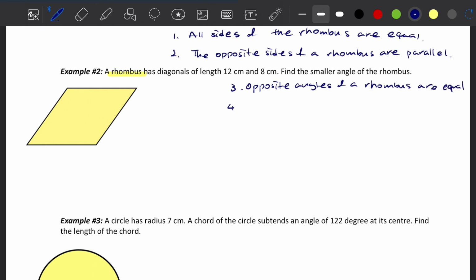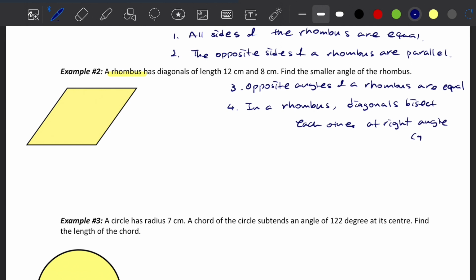And fourth, if the shape is a rhombus, the diagonals bisect each other at right angle. Right angle means 90 degrees. So in a rhombus, diagonals bisect each other at right angle.